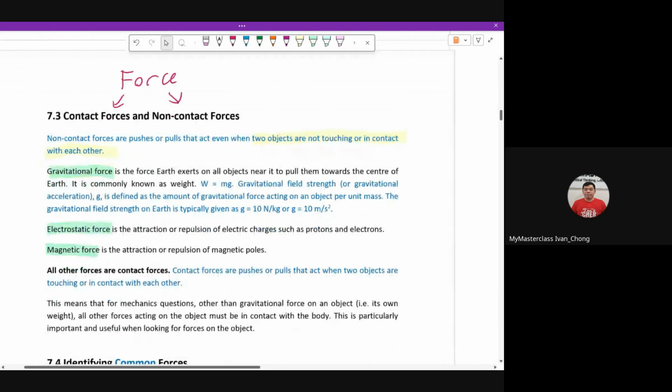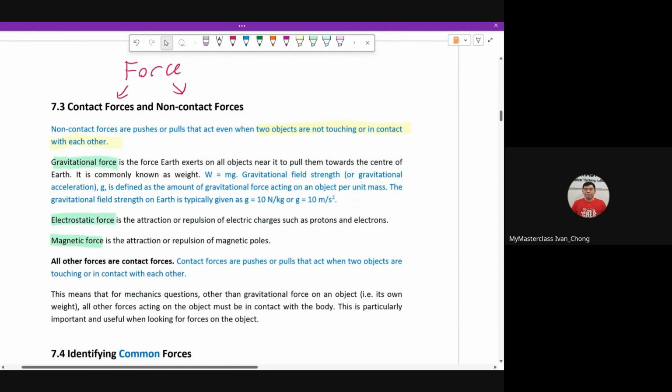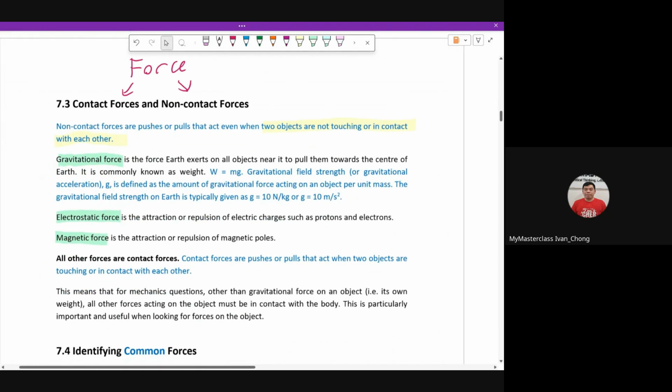If you notice the amount of detail given, the electrostatic force and magnetic force are quite rare. We don't actually touch on them a lot. Most of them are very straightforward answers. If you have a magnet and you move them closer to each other, you will repel and attract. Same thing for your electrostatic as well. So the most important one, or the one that the schools usually focus on, will be your gravitational force. And this gravitational force is what we also know as weight.